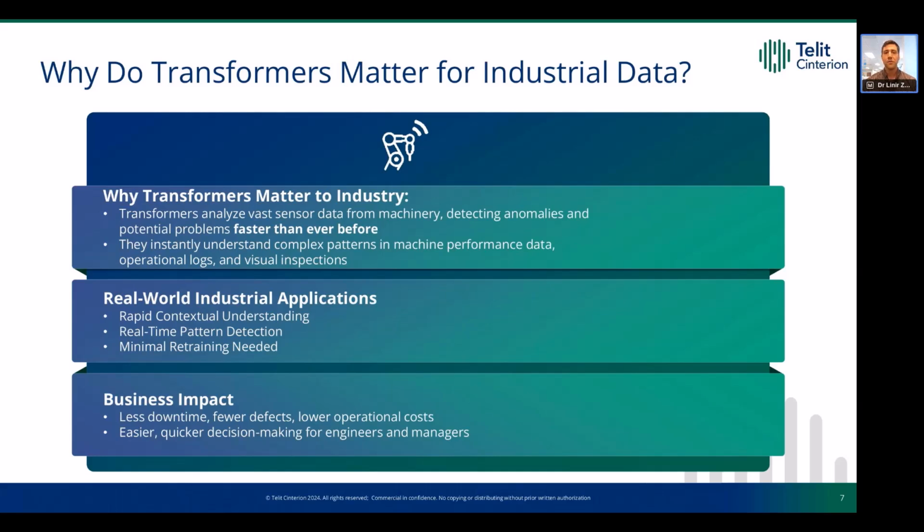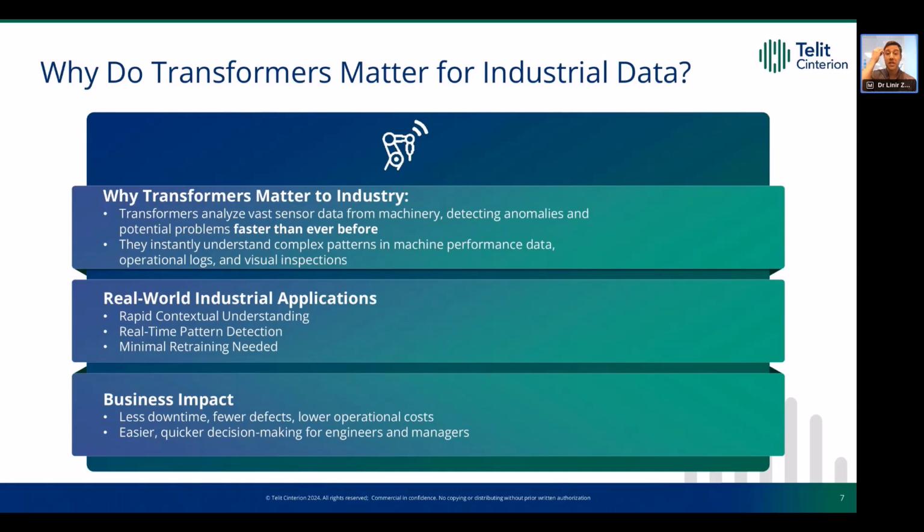Why do transformers matter for industrial data? So we talked about transformers, and we talked about Industrial Revolution 4.0. So why do transformers matter for that? Of course, transformers analyze vast sensor data from machinery, detecting anomalies and potential problems faster than ever before. So we see this improvement in the time that these models can now learn from the factory floor.